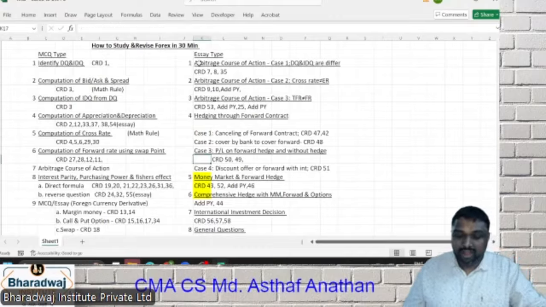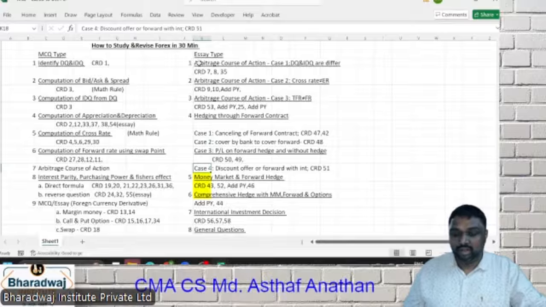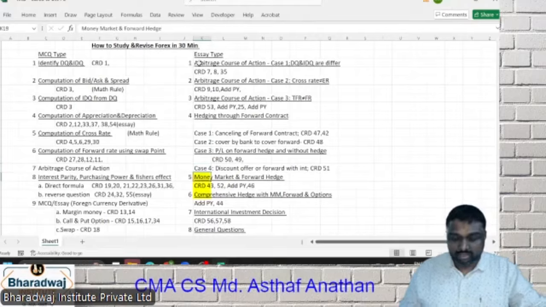Then we have money market. This is a discount offer, that is forward. If you pay immediately, you will get it. This kind of time period we have discussed. Money market is a very good question, so we have focused on this area.